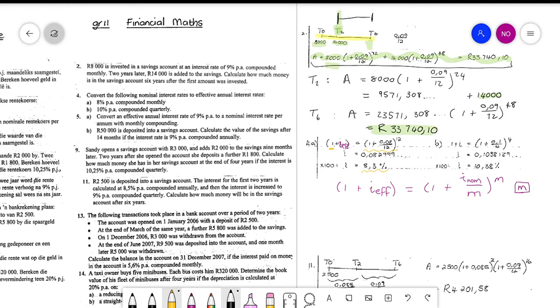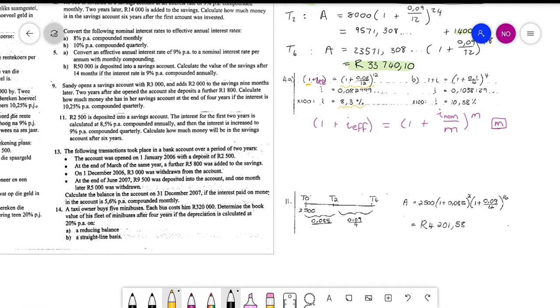Okay, dan die laaste een wat ek gou vandag saam met julle wil deurgaan is nommer 11. Wat hulle vir jou sê, R2,500 word in hierdie spaarrekening ingesit, en dan sê hulle vir jou die eerste 2 jaar is dit 8,5% en dit word jaarliks saamgestel. Met ander woorde, hy word hier basies gedeel deur 1. So ons skryf hierdie 1 daar nie, want daar's 1 jaar in 'n jaar. En dan verander dit na 9% per jaar en dit word kwartaalliks saamgestel. So that's where this 4 comes from.